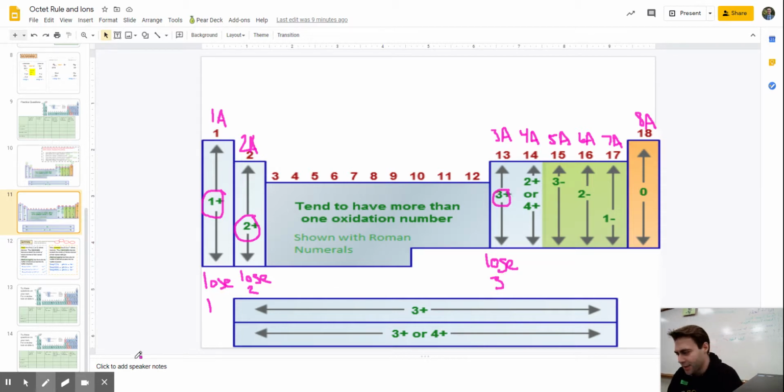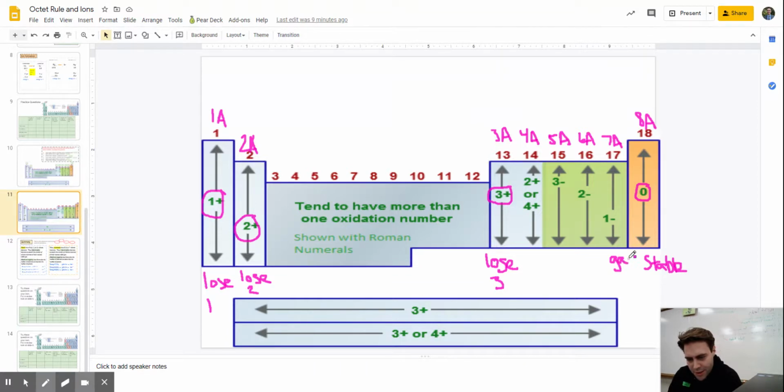Now, if you look at the last group on the far right, group 8A, those are the noble gases. And the noble gases are stable, okay? So again, be patient with me. I'm doing this all with the mouse. These are stable, all right, and they don't want to lose or gain electrons, so they're just gonna be a zero charge.